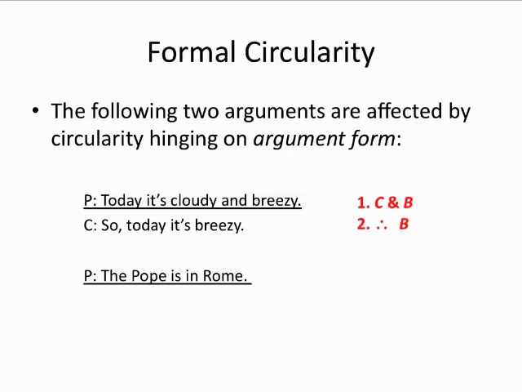Premise: the Pope is in Rome. Conclusion: so the Pope is in Rome. And here's the form: E, therefore E, where E symbolizes the proposition that the Pope is in Rome.